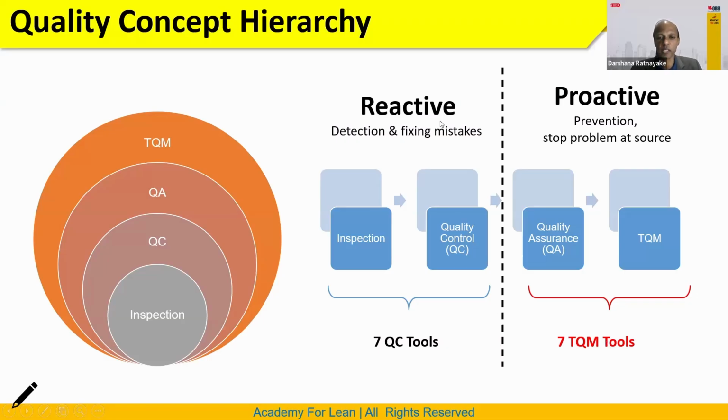Please write it down, these words in your handout. I kept small blanks, empty areas to write it down. Please write it down: this area reactive and the other area proactive. 7 QC tools, 7 TQM tools. Last time we discussed this area and today we discuss this area. That is where the 7 QC tools are in the subject, and this is where the 7 TQM tools are.